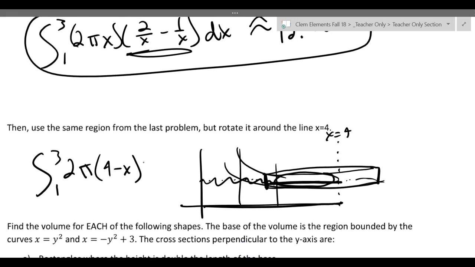And then the same height as before, 2 over x minus 1 over x. It's the top minus bottom, dx. So let me just make that change on my last problem. So it's 4 minus x. I get about 15,044.